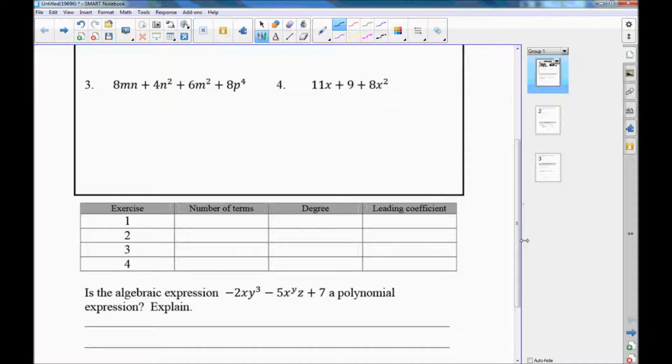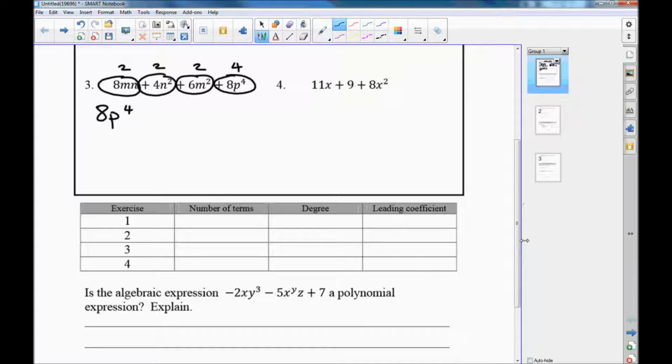The first term has degree 2. The second term has degree 2. Third term has degree 2, and the fourth term has degree 4. So obviously the degree 4 should go first. And then we have a whole bunch tied with 2.